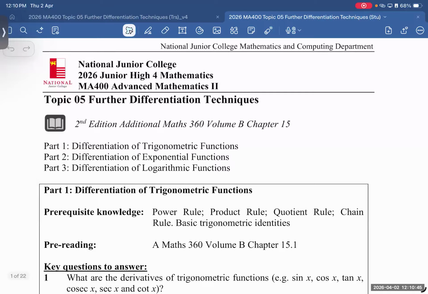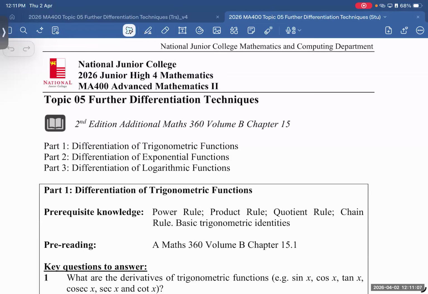Okay, so I start. Okay, so topic 5. Okay, it's a very short chapter. Basically, after you have learned differentiation techniques, if you still remember chain rule, product rule, quotient rule, it will still apply here. Okay, what is different is you are looking at the derivative of trigo, exponential, as well as log functions.